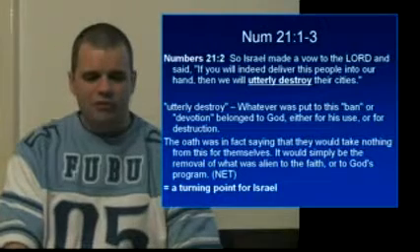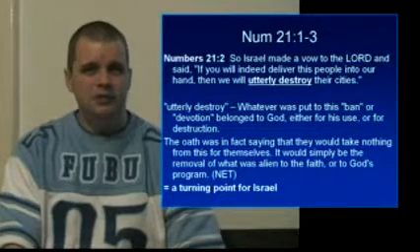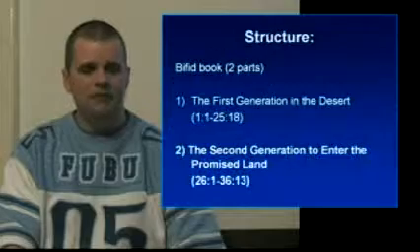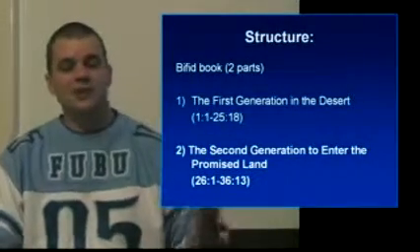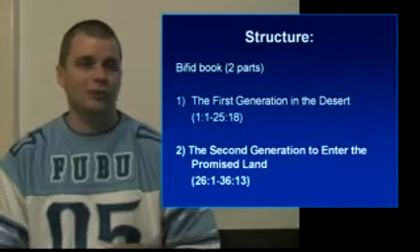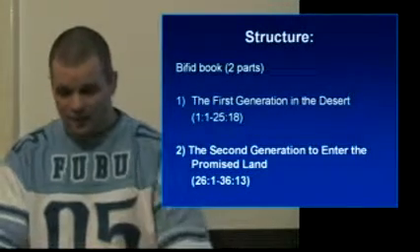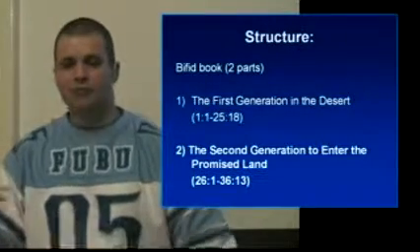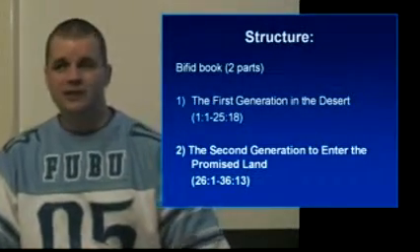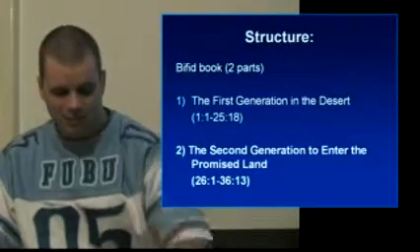Now, under structure, anyone remember what I called this book? Bifid, that's right. It's got two parts. First part is the first generation. Second part is the second generation who are going to enter the promised land. This is what we're going to look at now. We're basically at the end. Chapter 26, going through to chapter 36, verse 13, is the second generation to enter the promised land.